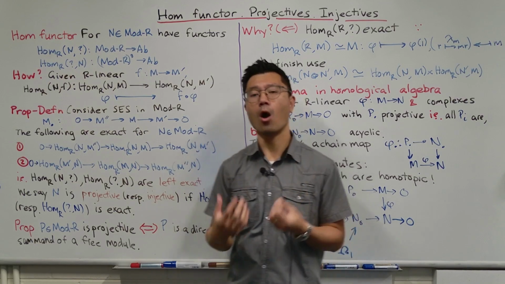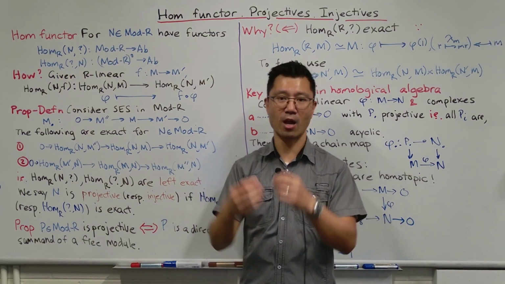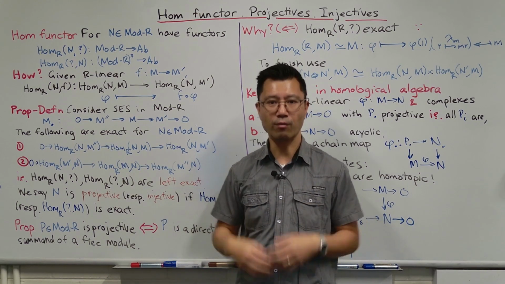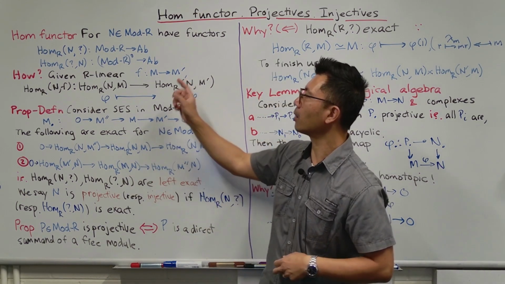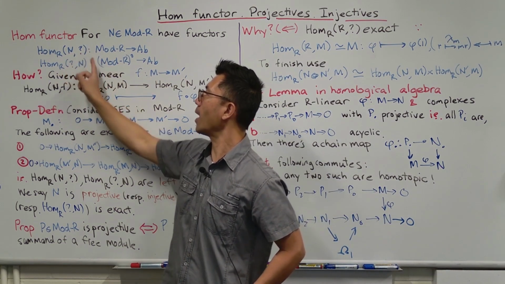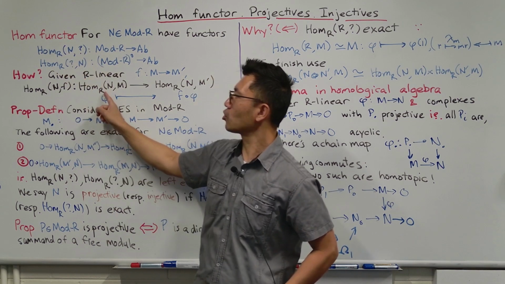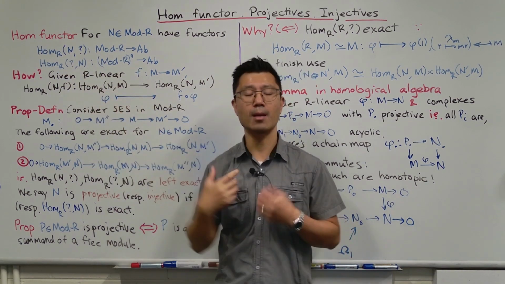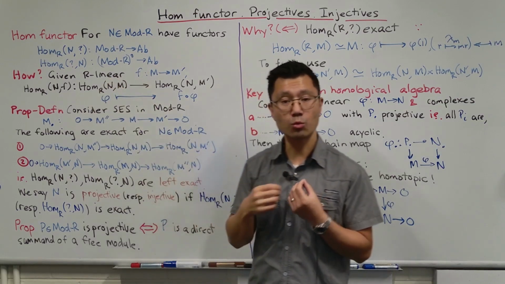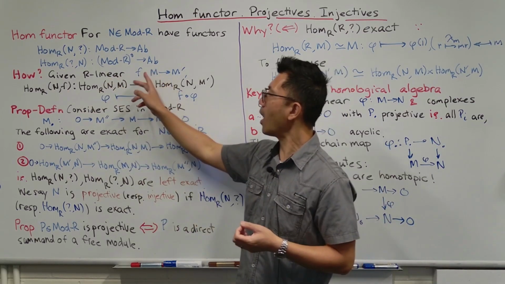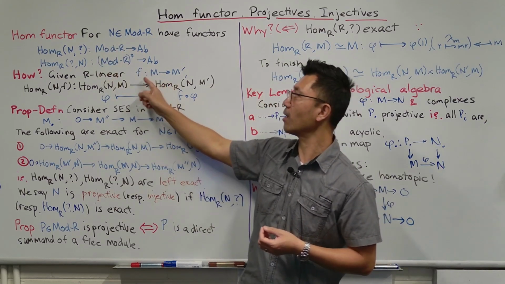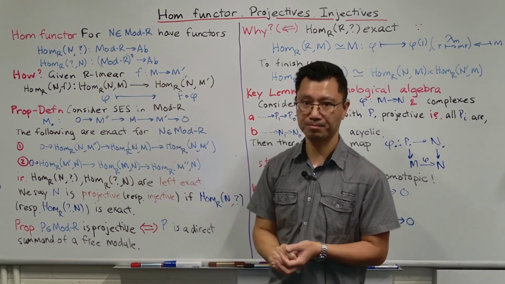So let's just remember what it means to be a functor. That means that you have to take objects in a category to objects in the codomain category, and also morphisms to morphisms. So let's see what's happening on objects first, and that's quite easy. If you're given an R module M, you can look at the R module homomorphisms from N to M, and that's going to be an abelian group. So that's what happens on objects. What about on morphisms? Well, if you have a morphism in the category of R modules, that just means an R linear map, say f from M to M'.